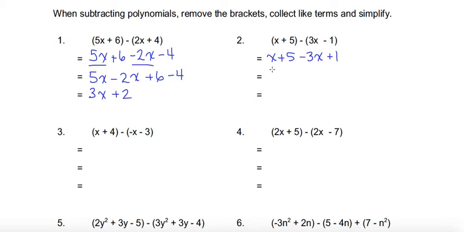Now we collect our like terms, starting with our x's. I have x minus 3x, then our constants, plus 5, plus 1. Now we simplify. Remember, there's a 1 in front of this x. It's an imaginary one. We don't often write it, but you can if that's helpful for you. 1 take away 3 is negative 2x, and 5 plus 1 is 6.